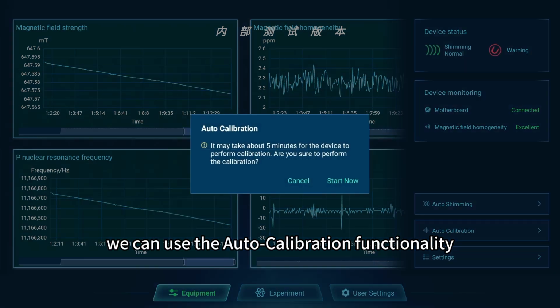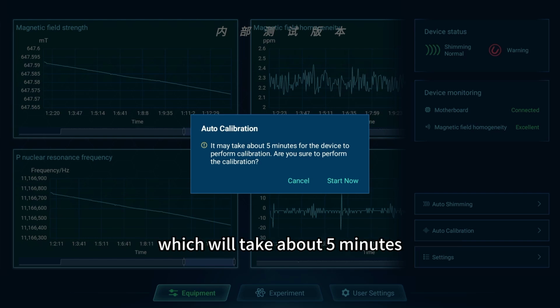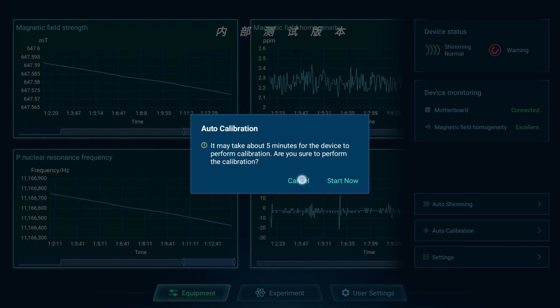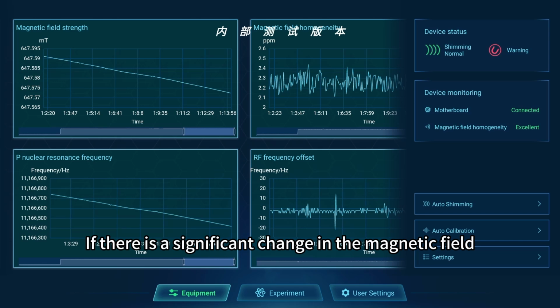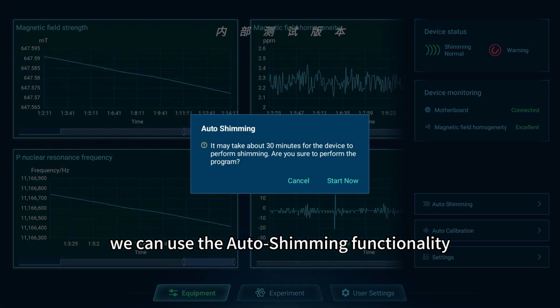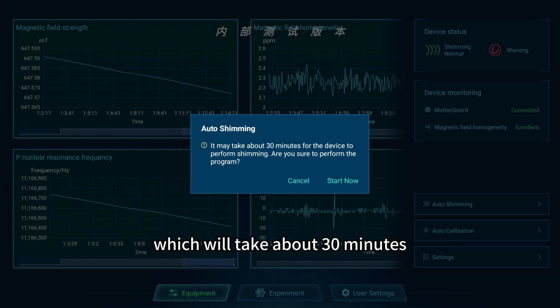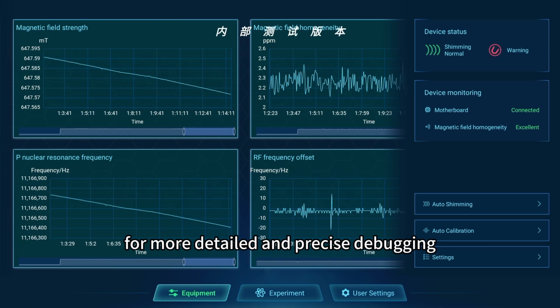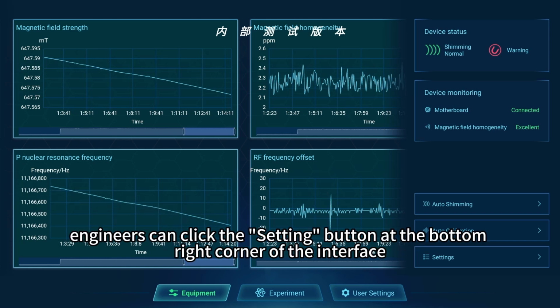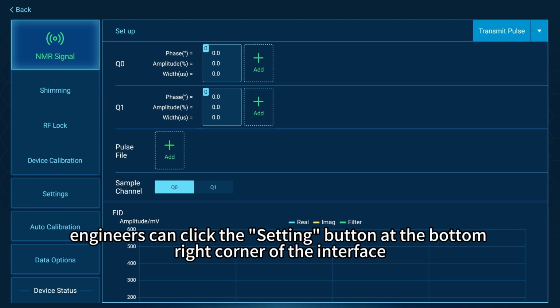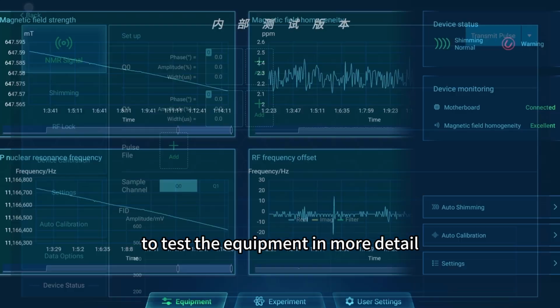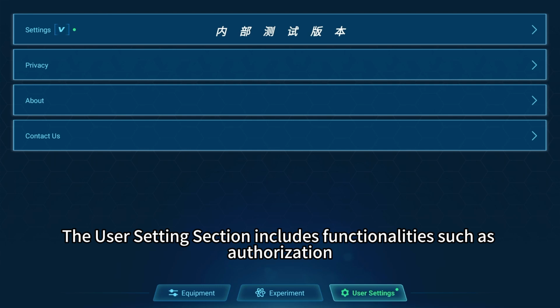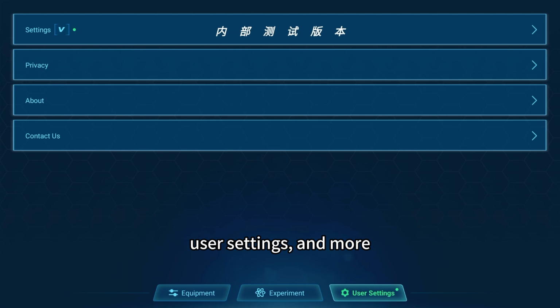If not, we can use the auto-calibration functionality, which will take about 5 minutes. If there is a significant change in the magnetic field, we can use the auto-shimming functionality, which will take about 30 minutes. For general users, our automatic functionalities are enough to meet requirements. However, for more detailed and precise debugging, engineers can click the setting button at the bottom right corner of the interface to test the equipment in more detail. The User Settings section includes functionalities such as authorization, user settings, and more.